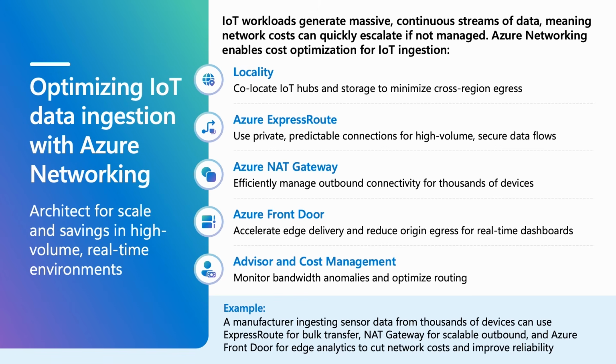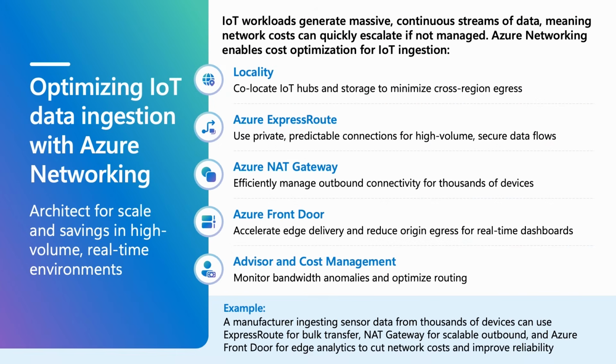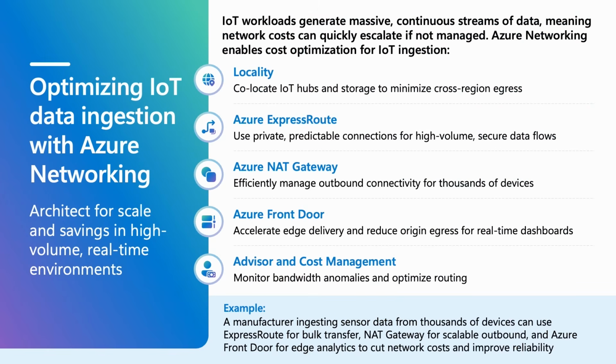Leverage ExpressRoute for bulk transfer with private, predictable connections for high-volume, secure data flows. It's ideal for moving large data sets from your devices to Azure, offering better reliability and cost control than public internet routes. Use NAT Gateway for scalable outbound connectivity. NAT Gateway efficiently manages outbound connections for thousands of devices, consolidating traffic and offering predictable pricing based on data processing. This helps you avoid the complexity and cost of managing individual public IPs.